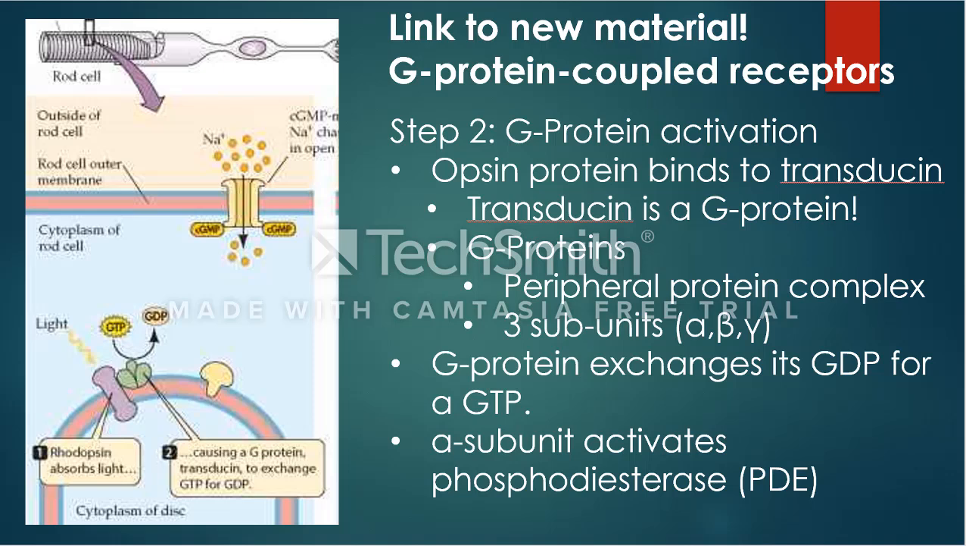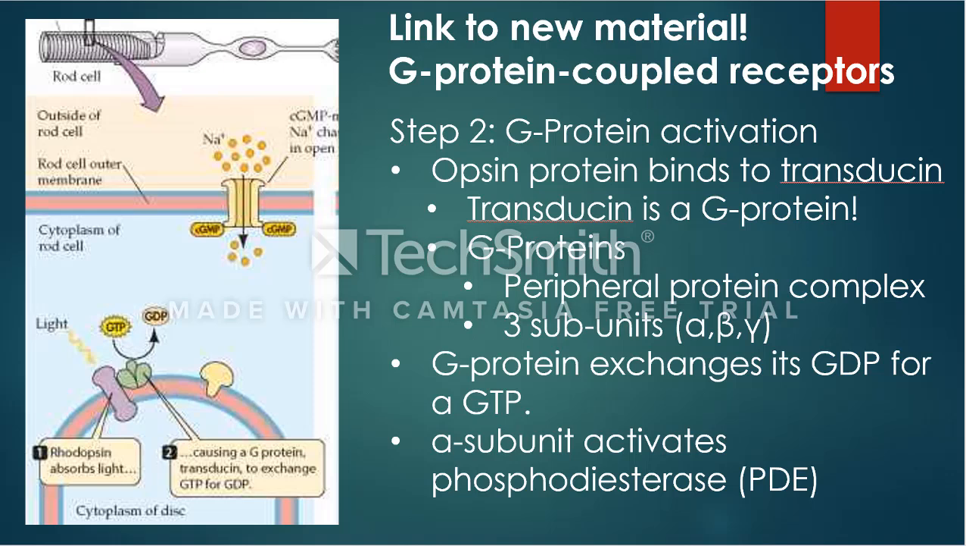All right, one thing I want you to notice with this G protein is that there are three parts to it. We call these subunits the alpha, the beta, and the gamma. Another thing to notice is that the G protein is a peripheral protein, so it is on the outside of a phospholipid bilayer. This G protein will always be attached to the outside of the phospholipid bilayer that makes up the rod's disc.